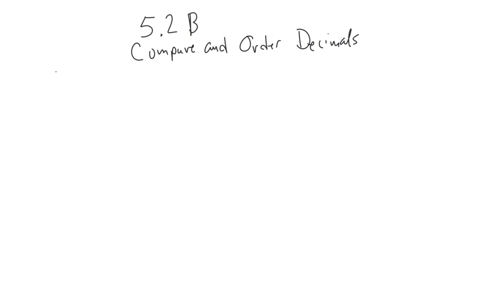All right, hello everyone. So today we're going to be looking at comparing and ordering decimals. This standard is 5.2b right here. And this is an important skill because it helps us figure out which numbers are bigger or smaller. And it's something you'll use a lot in math. So let's go ahead and get started.